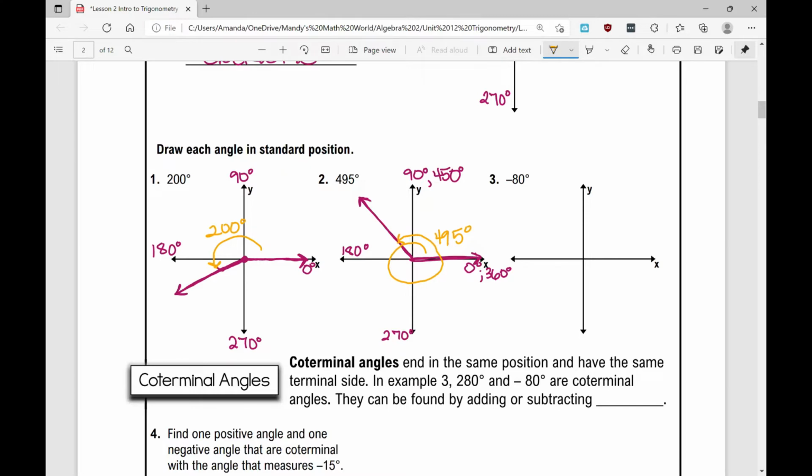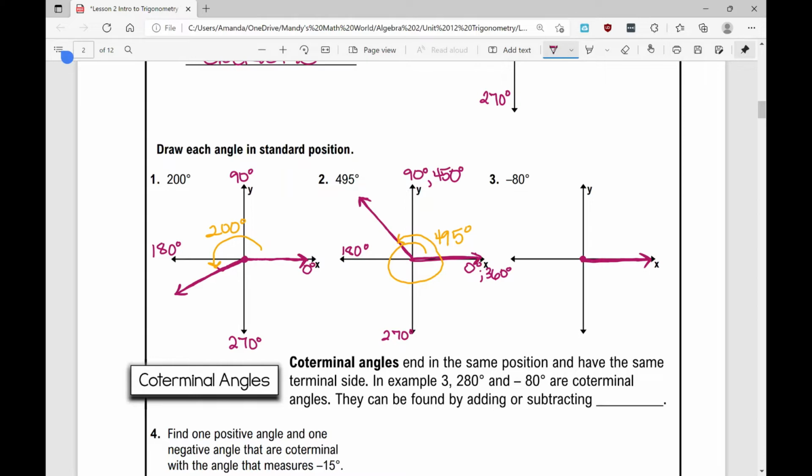Now let's look at number 3. Here's a negative angle. It's negative 80 degrees. Well, if you recall, my vertex is at the origin. My initial side is still on the x-axis shooting out towards the right. Angles in standard position, the positive angles are rotated counterclockwise, negative angles are rotated clockwise. So instead of moving to the left, I'm going to move to the right or clockwise.